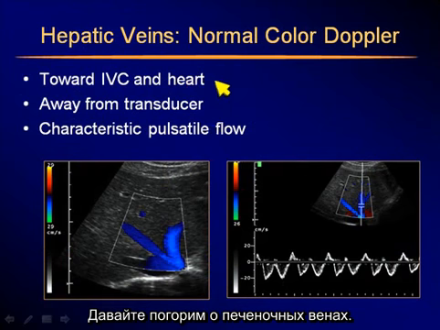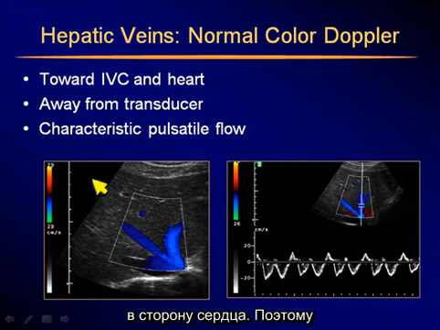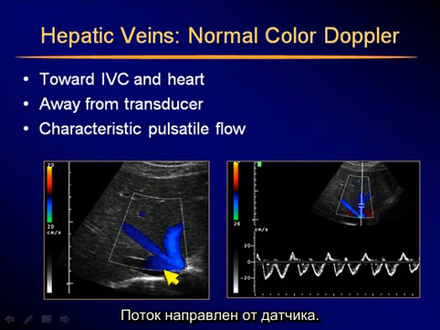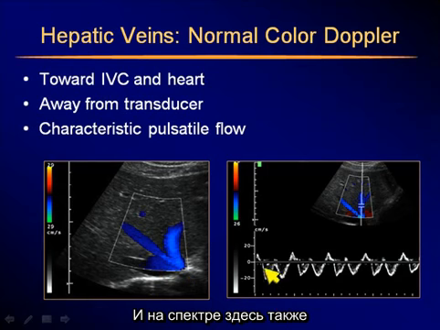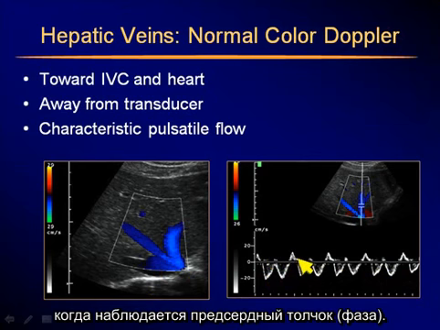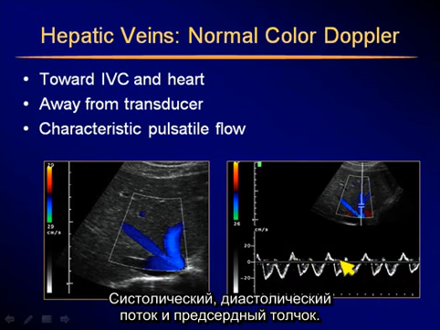Now let's look at the hepatic veins. Normally, the hepatic veins drain towards the heart. That's why they're registered here in blue, away from the transducer. And on the spectral, they are also registered away, usually below the baseline, where we have systole, diastole, but we have above the baseline when we have the atrial kick. So we have systole, diastole, kick, systole, diastole, kick.